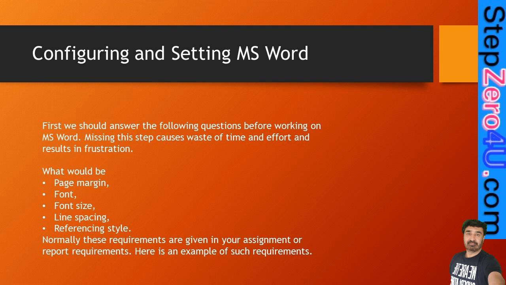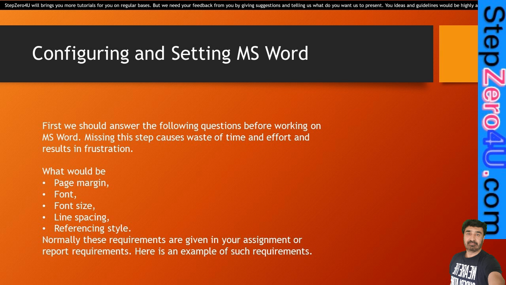Configuring and setting MS Word for writing assignments and research reports. First, we should answer the following question before working on MS Word. Remember, missing this step causes waste of time and effort and results in frustration. What would be the page margin, what would be the normal text font size and line spacing, and what would be the referencing style? Normally these requirements are given in assignment or report requirements. Here is an example of such requirements. Now we will configure and set our MS Word to meet these requirements.